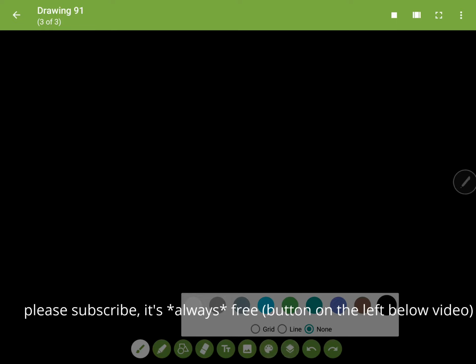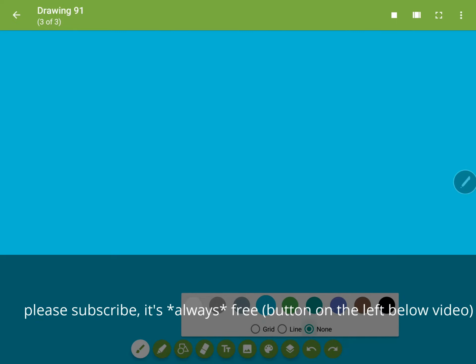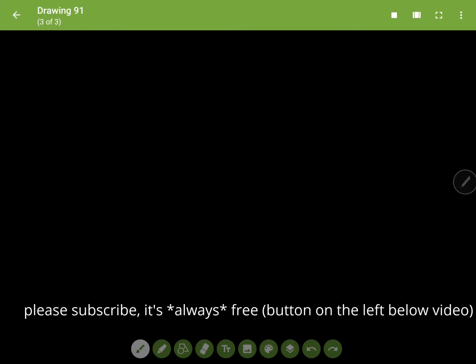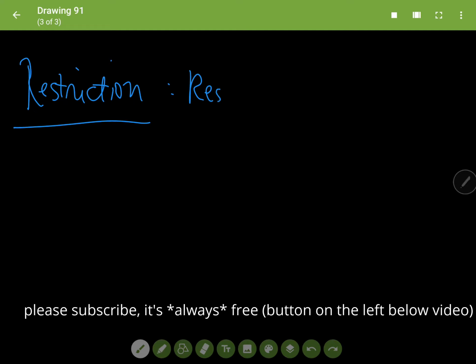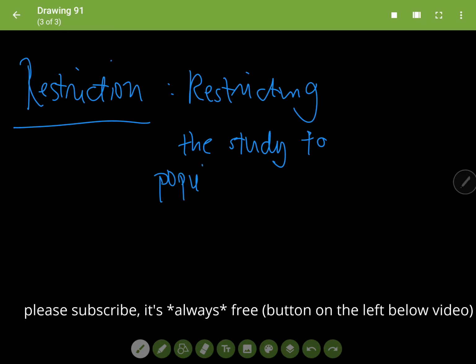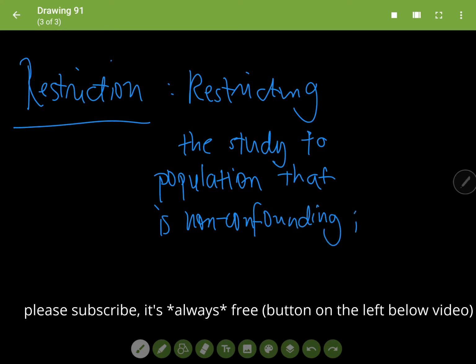Now on to restriction. Oh boy. So restriction is restricting the study to the population that is non-confounding. Meaning, in other words, you're excluding a subgroup that confounds.